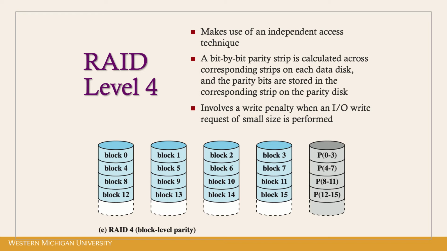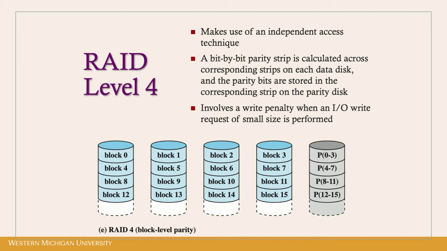RAID 4, we make use of an independent access technique. We have a bit-by-bit parity strip that's calculated across the corresponding strips on each disk. The parity bits are stored in the corresponding strip on the parity disk. This has a bit of a write penalty when a write request of small size is performed. Now, RAID 2, 3, 4, you don't see a ton of it out there.